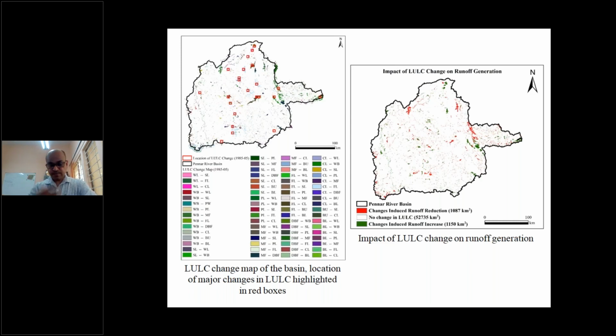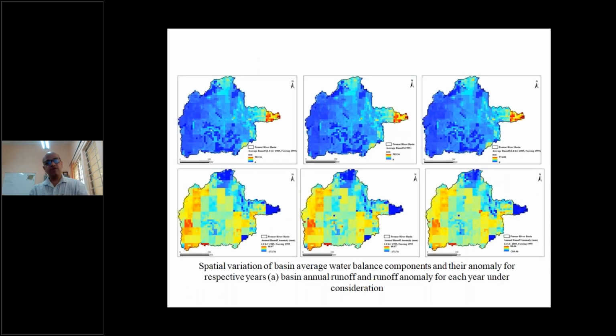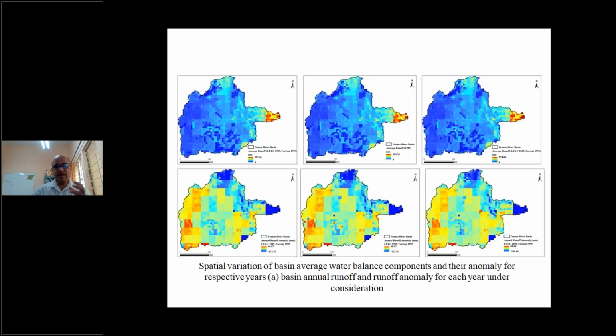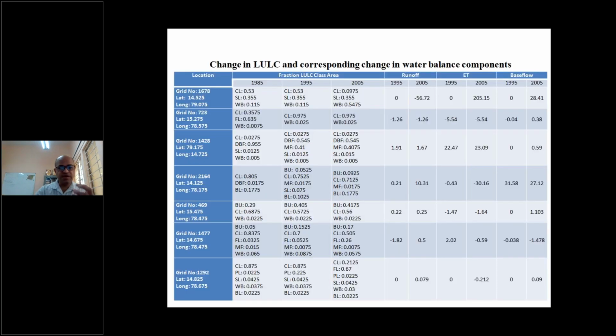So such areas where dominant change has happened, we have selected them, and then we have compared. What we understood here is, on a basin scale, why are we not getting any quantitative difference? Because within a basin, somewhere a change is happening which is increasing runoff, somewhere else a change is happening which is decreasing runoff, and these pixels somehow cancel each other's effect.